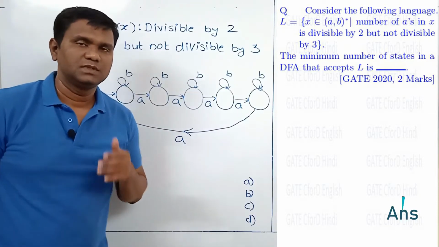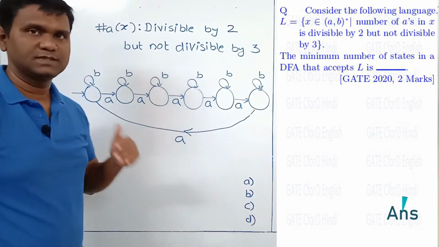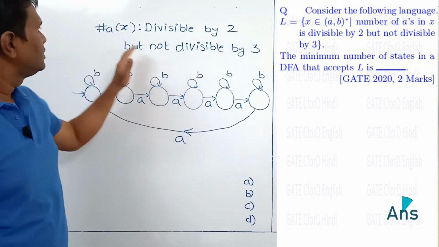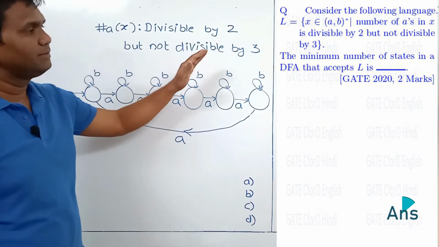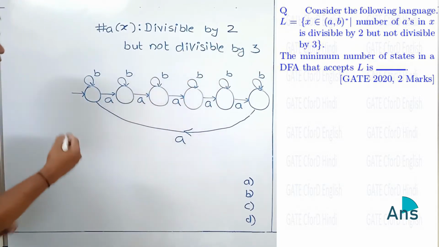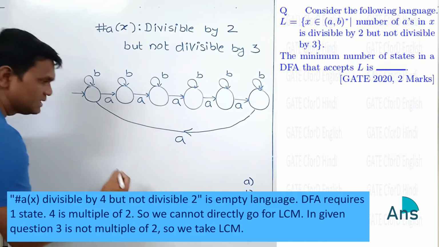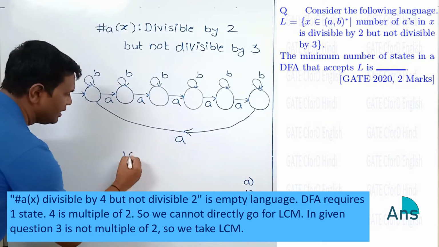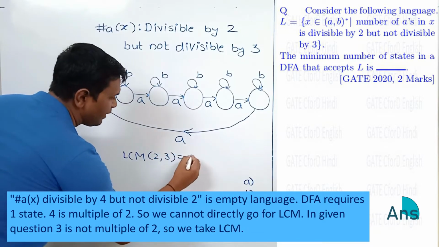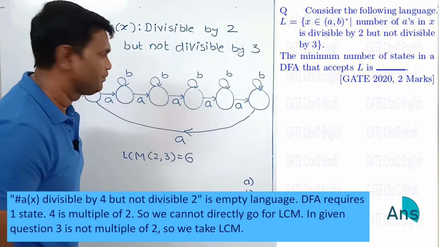Now in this problem, the divisible by conditions are for the same symbol. Number of a's in x divisible by 2, number of a's in x not divisible by 3. Also 3 is not a multiple of 2. So in this case, for the number of states in the minimal DFA, we take the LCM of 2 and 3. So we require 6 states in the minimal DFA.